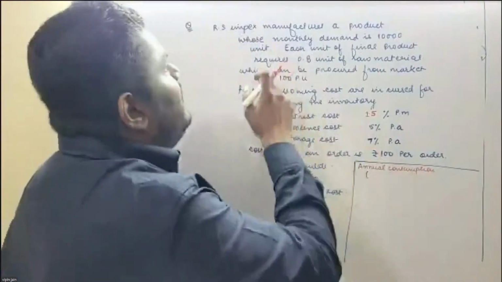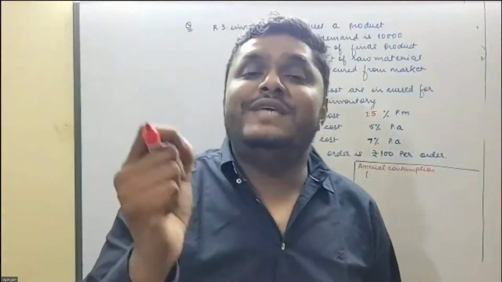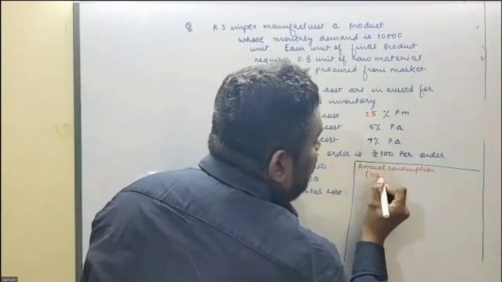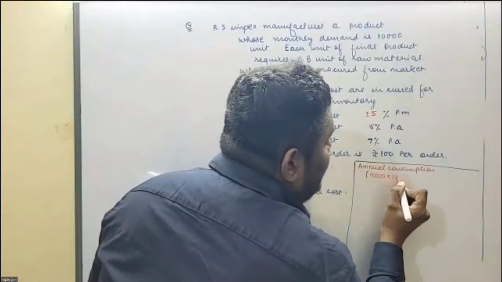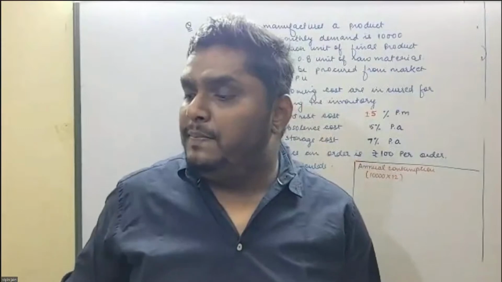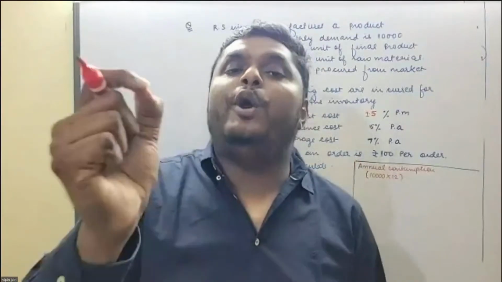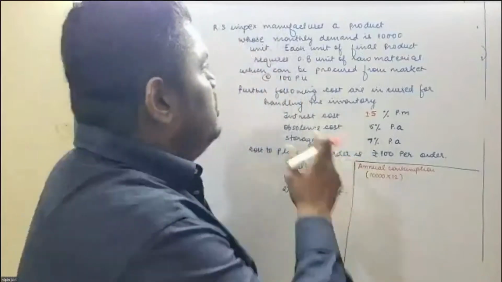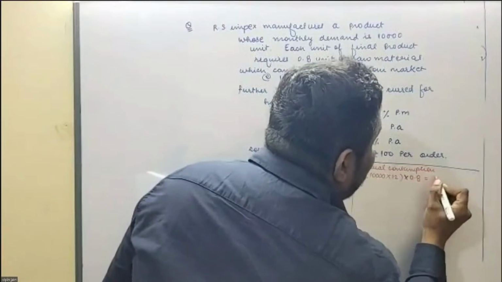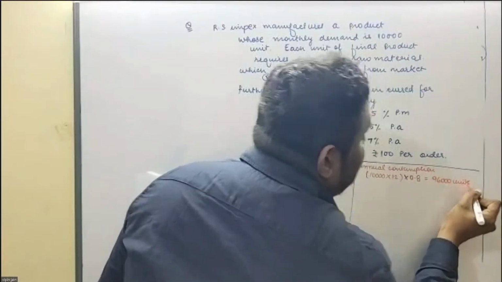So herein, RS Impex is a company who manufacture a product and whose monthly demand is 10,000 units. So the yearly demand will be how much? 1,20,000 units. Further, it is given in the question that every unit requires 0.8 units of raw material. So how much will be the raw material requirement? Very simple, guys. 96,000 units is my requirement of raw material.